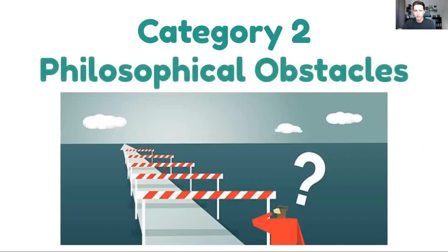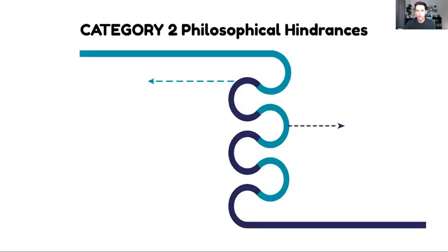Okay, I'm going to go through category 2 obstacles really quickly because this has already run longer than I had hoped, but there are really good, interesting examples here in this chapter. So I hope you agree. Category 2 obstacles are philosophical hindrances.